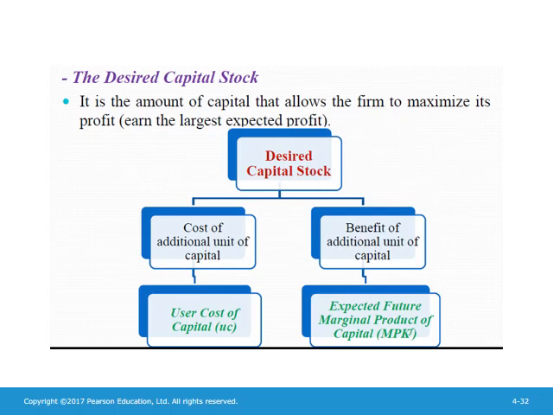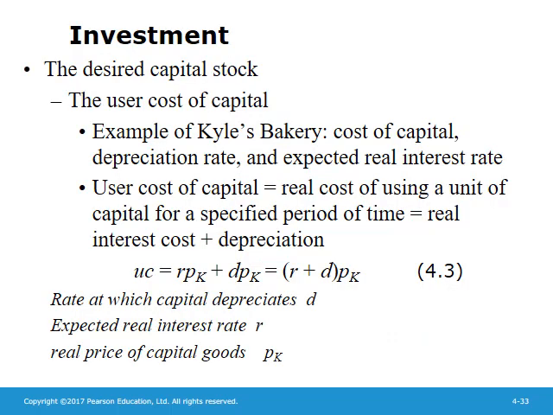Okay. The cost now is the cost of the use of capital, not the cost of capital per se, but the cost of the use of the additional unit of capital. We call it the user cost of capital, the UC. We'll compare both the user cost of capital with the marginal product of capital.